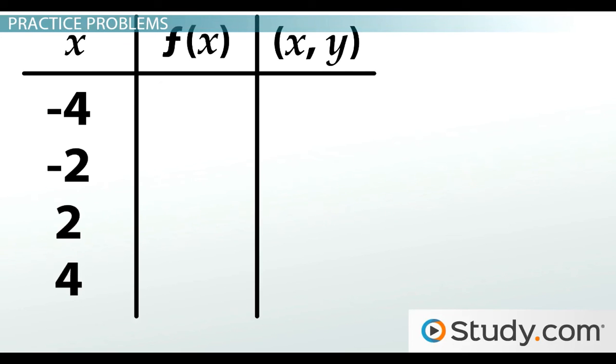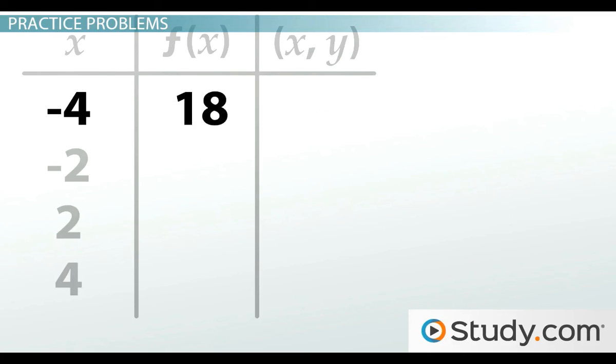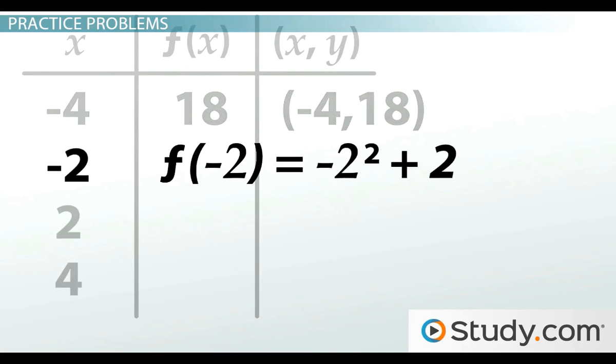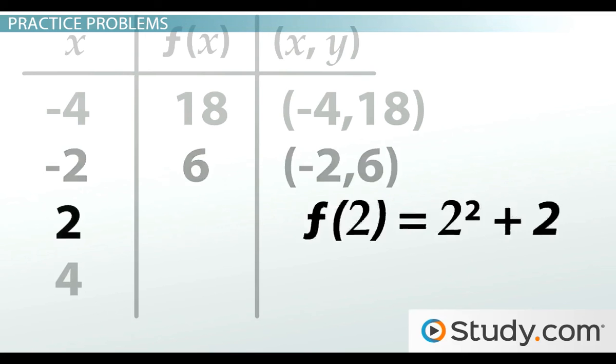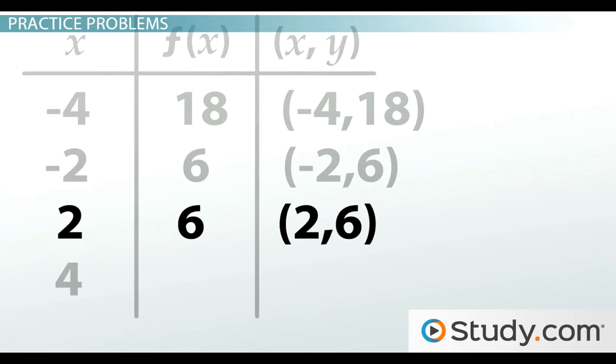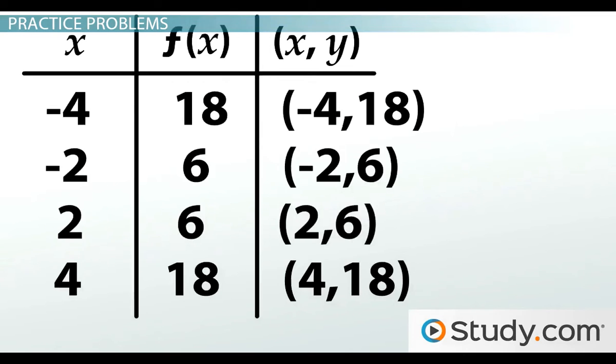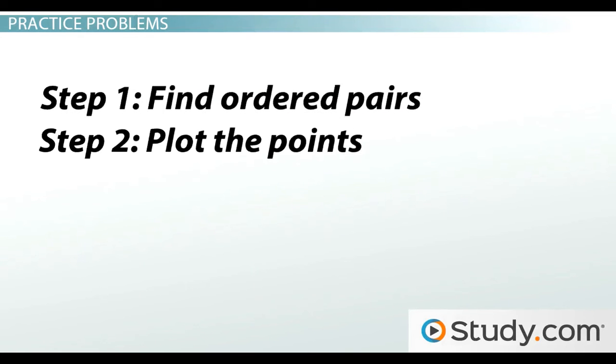So what's f of negative 4? F of negative 4 equals negative 4 squared plus 2. That's 18. Next is negative 2. F of negative 2 equals negative 2 squared plus 2. That's 6. Then 2. F of 2 equals 2 squared plus 2. That's also 6. And since we're squaring x, we know that 4 will be the same as negative 4, or 18. Now step 2, plot the points.